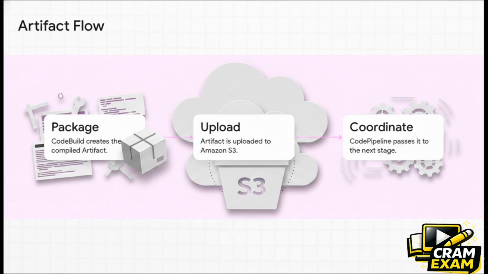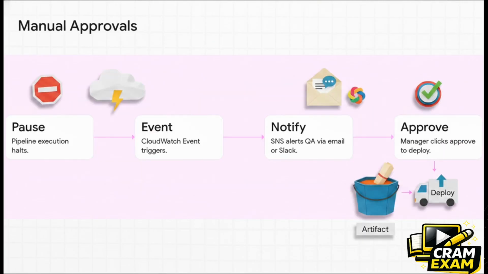to the next stage. Now here's where this gets interesting. You don't always want code to go straight to production just because it passed an automated test. You need a human checkpoint. In CodePipeline, you can easily add a manual approval stage. When the pipeline reaches this stage, it completely pauses execution.